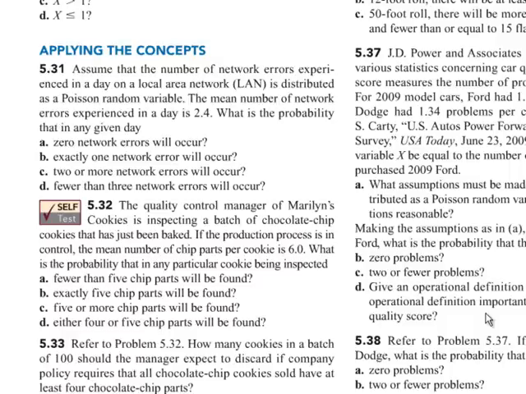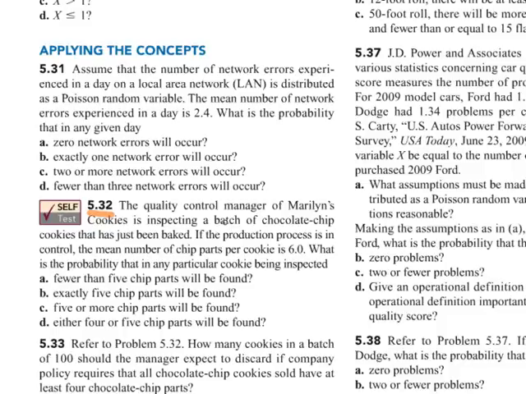Okay, now we're going to be talking about the Poisson distribution. We have an example in the book. It is actually 5.32 that we'll be talking about in this video. It is a cookie problem, and it doesn't tell us that there is a Poisson distribution in play here.